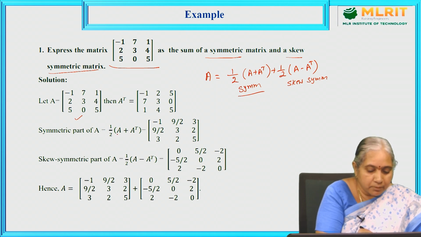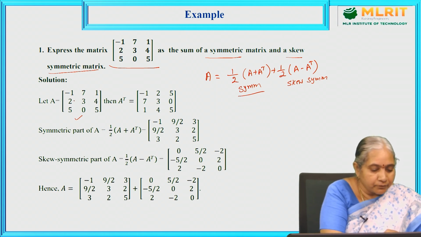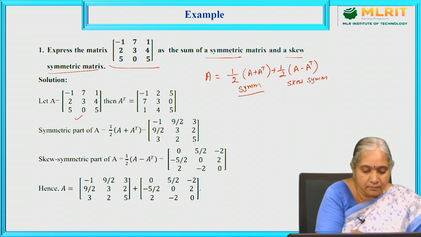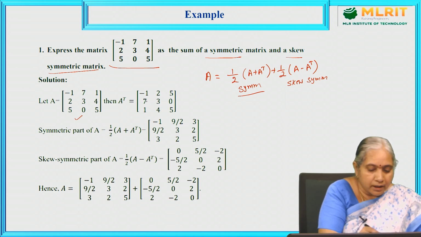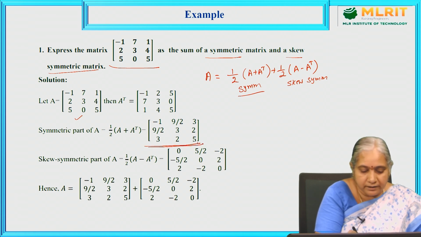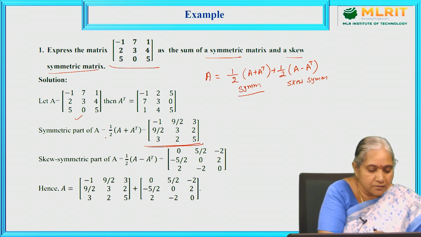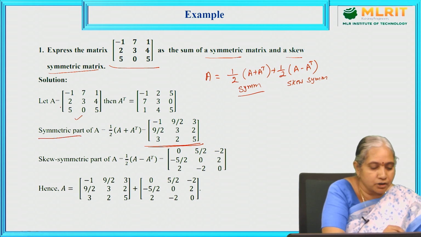Here A is minus 1, 7, 1, 2, 3, 4, 5, 0, 5 and A transpose is the transpose of the matrix: minus 1, 7, 1 as the first column, 2, 3, 4 as the second column, 5, 0, 5 as the third column. So A plus A transpose by 2 gives minus 1, 9 by 2, and so on. This is the resultant matrix of A plus A transpose by 2, so this is the symmetric part of the matrix A.